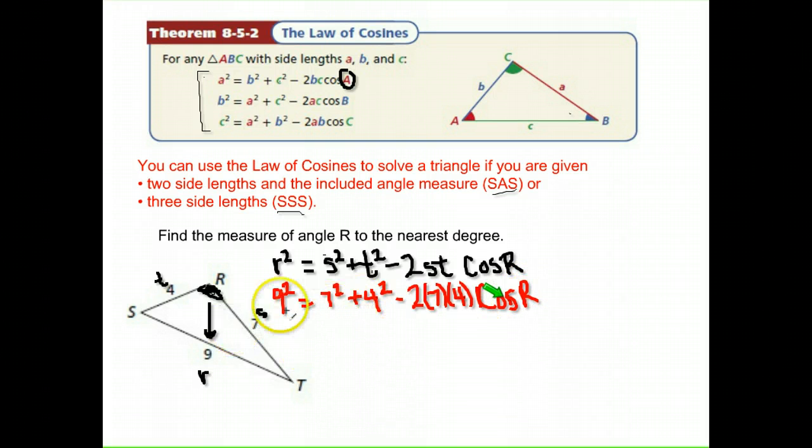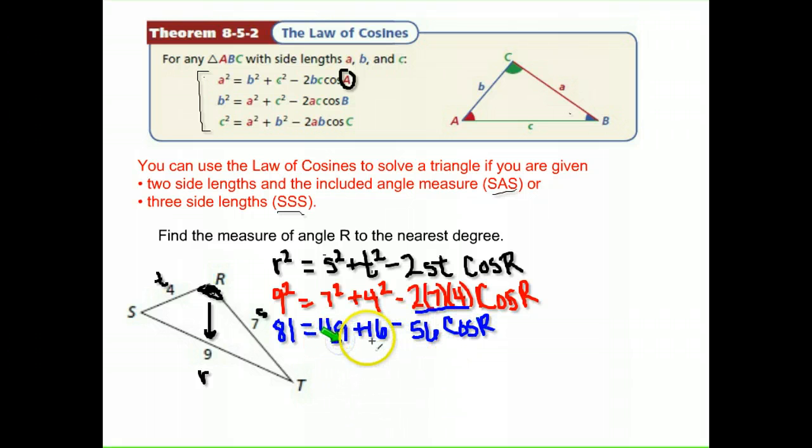I need to evaluate anything I can, so I'm going to do all of this multiplying. So 9 squared, and don't forget that squared means the number times itself, so 9 times 9 is 81. 7 squared is 49. 4 squared, 4 times 4 is 16. Minus, I'm going to multiply these three numbers together. 2 times 7 times 4 gives me 56. So minus 56 times the cosine of R. Okay, we continue from here.